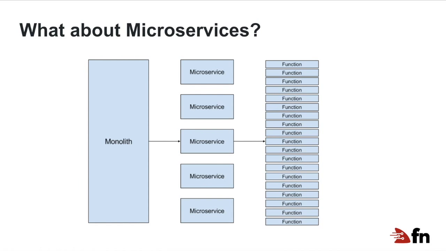Functions as a service takes that even a step further. So now every endpoint in your microservices might be a separate function. So the trend we're seeing here is that things are getting much smaller and much more simple. We're removing a lot of complexity as we go along.